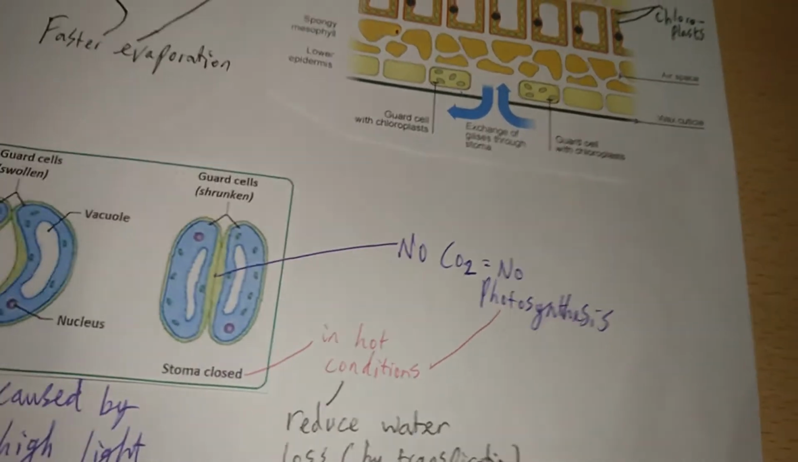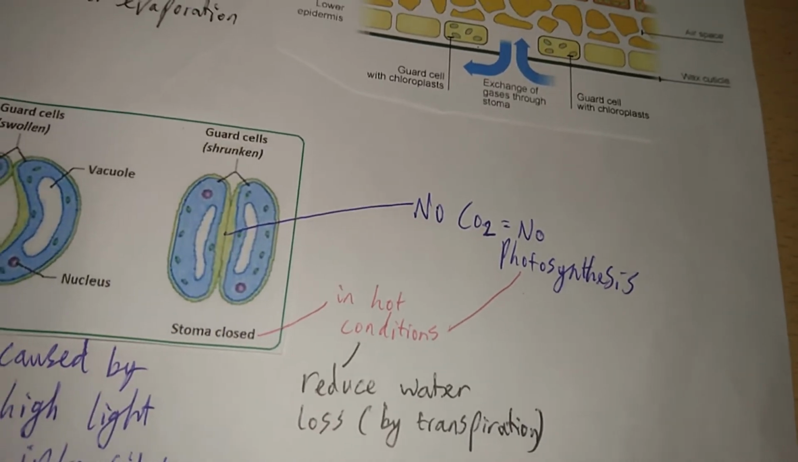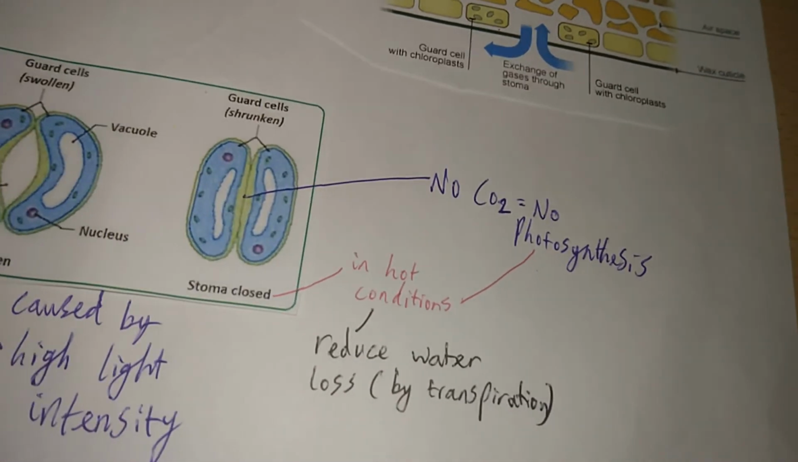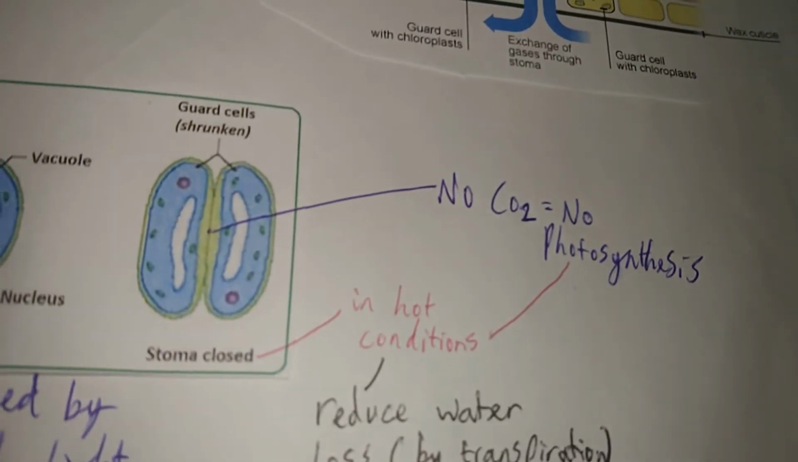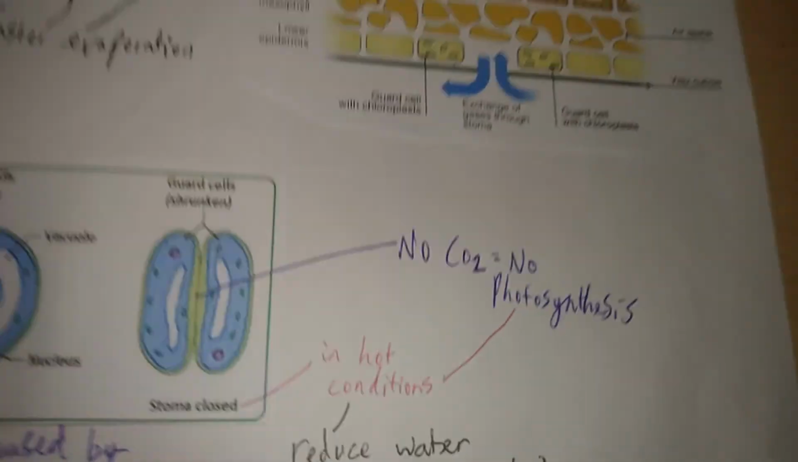So yeah, it makes the loss of water a lot less. However, it stops photosynthesis. So that's a negative and a positive. And it closes itself in hot conditions, as evaporation happens really, really fast in hot conditions.